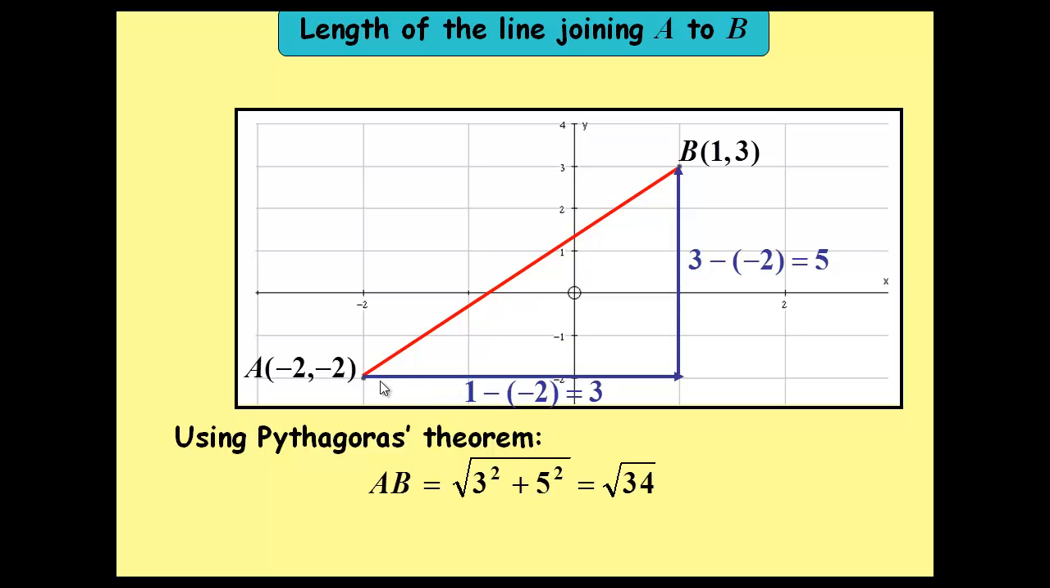Using Pythagoras' theorem, the square root of the sum of the squares of the two smaller sides gives us this length here, or in other words, the sum of the squares of the two smaller sides gives the square of the hypotenuse, which is what AB is. To find out the length of AB, we then square root the result. So we've got the square root of 9 plus 25, which gives us root 34.